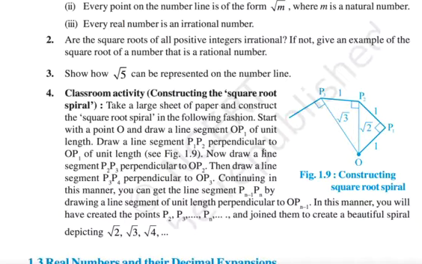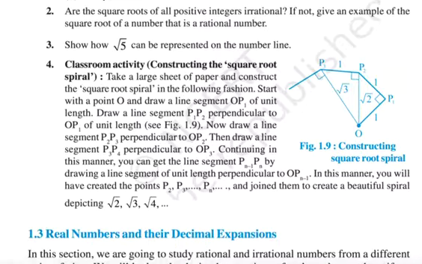Now draw a line segment P2P3 perpendicular to OP2. Then draw a line segment P3P4 perpendicular to OP3. Continuing in this manner, you can get the line segment Pn-1Pn by drawing a line segment of unit length perpendicular to OPn-1. In this manner, the points P2, P3, ... Pn are joined to create a beautiful spiral depicting root 2, root 3, root 4, and so on.